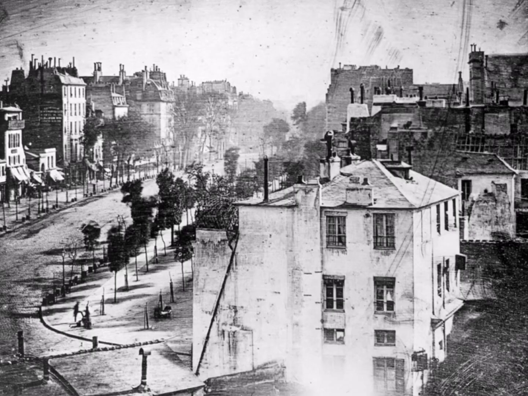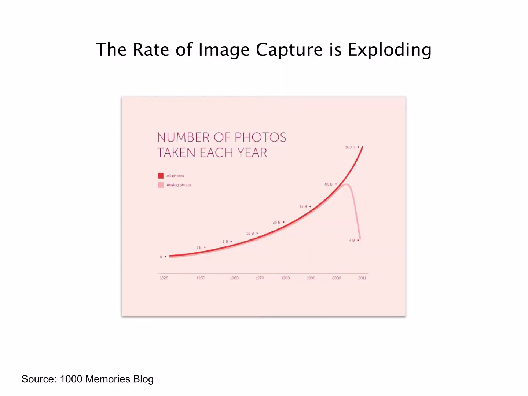Let's get started. The picture you see before you is thought to be the first photograph of human subjects. This was taken in 1826 in Paris, France, and you can see in the bottom left corner two individuals, one a shoe shiner and the other a man getting his shoes shined. This was taken in 1826. Since then, the rate of image capture has exploded.